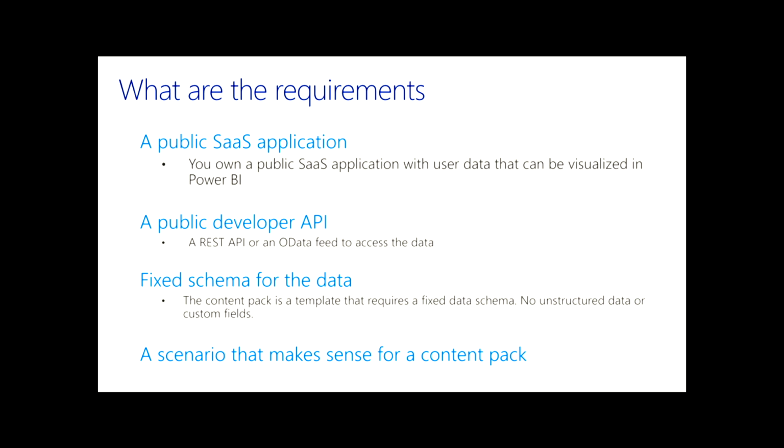So this API can be a REST API, it can be an OData feed, it can have any authentication type, or the most popular authentication types like basic authentication, OAuth 2.0, API key, but there has to be a developer API. We do not support today things like webhooks. We do not support direct query, if you're familiar with it. We do not support accessing the database directly, even if it was a cloud database. An API is a necessary part to be able to successfully create a content pack.